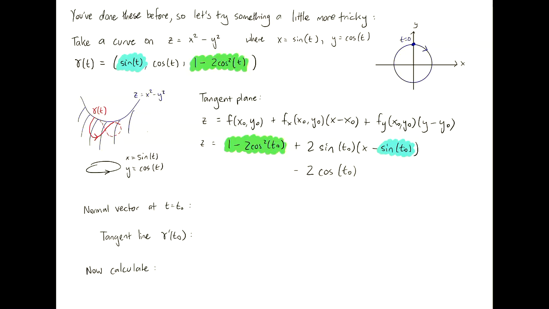Cos of t naught times y minus cos of t naught. And again, the same thing. Everywhere that I see y naught, I've replaced it with cos of t naught. So this was 2x times x minus x naught, which is the partial derivative of this with respect to x.